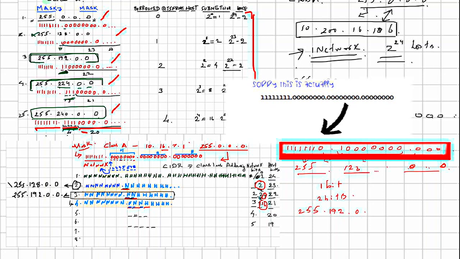So let us take an example here: 255.192.0.0. In 255.192.0.0, we have borrowed 2 bits of the host portion. Because we have borrowed 2 bits, the total number of subnetworks possible is 2 power 2, which is 4, and the total number of hosts is 2 power 22 minus 2, because 2 bits have been borrowed. The total is 24 bits, and 22 plus 2 is equal to 24. So the number of hosts is 2 power 22 minus 2.